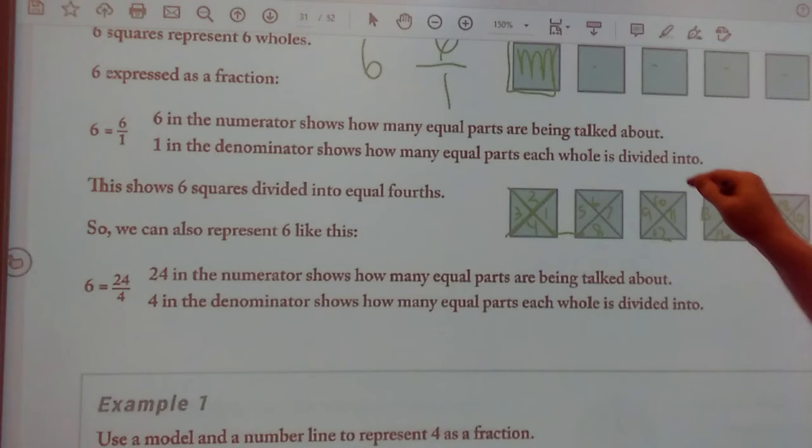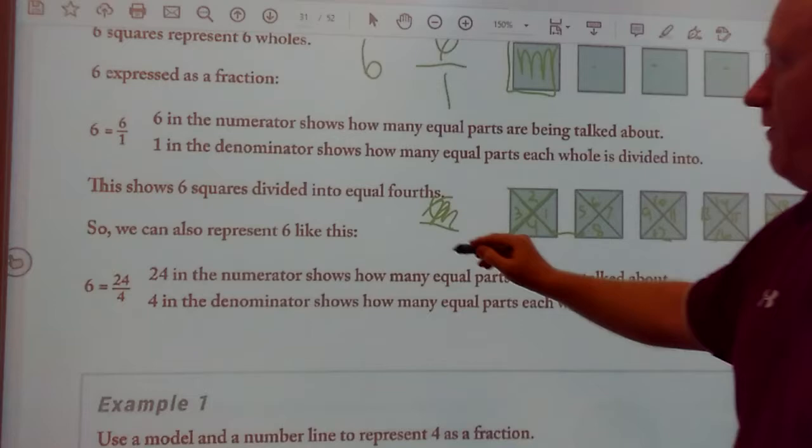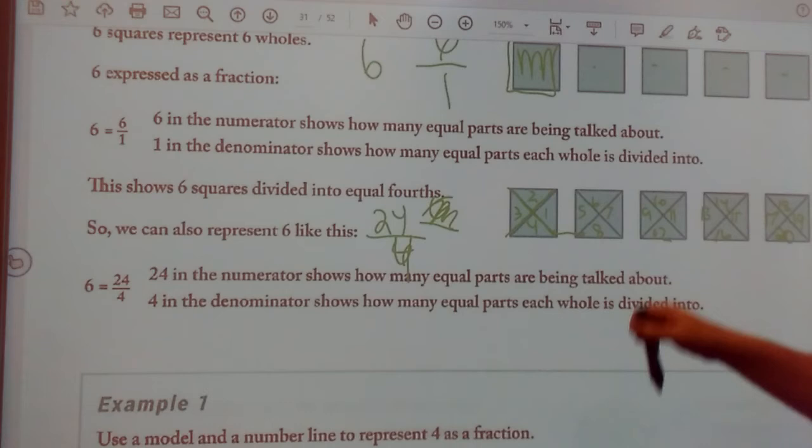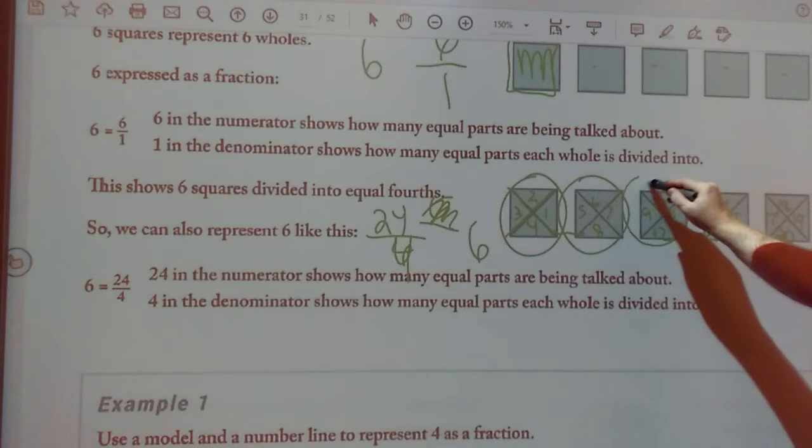How many squares do we have? Six. How many equal parts do we have? Well, take that back. How many equal parts do we have? 24. Okay? How many squares do we have? Six. Oh, I'm sorry. We have four equal parts. So 24 divided by 4 is 6. So we have 6. Okay.